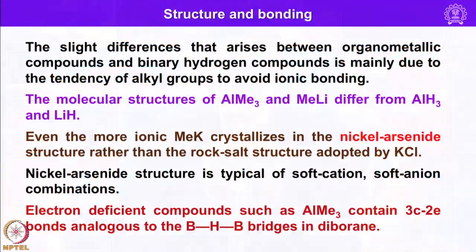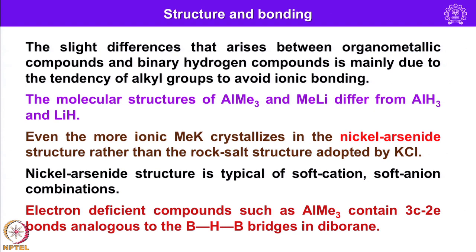The slight differences that arise between organometallic compounds and binary hydrogen compounds are mainly due to the tendency of alkyl groups to avoid ionic bonding. For example, the molecular structures of trimethyl aluminum and methyl lithium differ from aluminum trihydride and lithium hydride. Even the more ionic methyl potassium crystallizes in the nickel arsenide structure rather than the rock salt structure adopted by KCl. So, that means nickel arsenide structure is typical of a soft cation, soft anion combination.